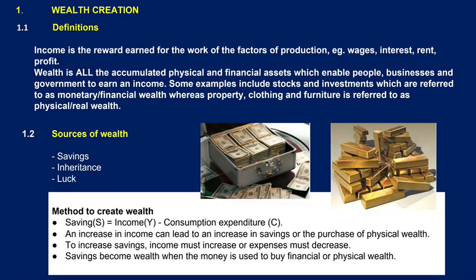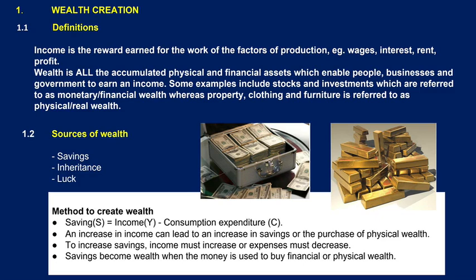Right, the methods to create wealth. Savings is equal to your income minus your consumption expenditure. So if you think about it, just to say your savings is all unspent income. An increase in income can lead to an increase in savings or the purchase of physical wealth. So to increase savings, income must increase or expenses must decrease. Savings become wealth when the money is used to buy financial or physical wealth.